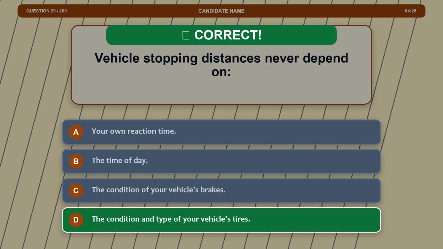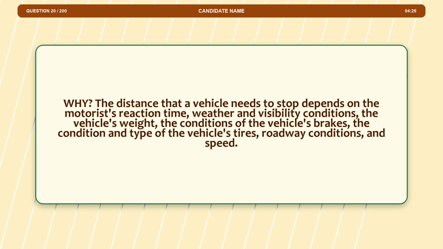The correct answer is option D, the condition and type of your vehicle's tires. Explanation. The distance that a vehicle needs to stop depends on the motorist's reaction time, weather and visibility conditions, the vehicle's weight, the conditions of the vehicle's brakes, the condition and type of the vehicle's tires, roadway conditions, and speed.